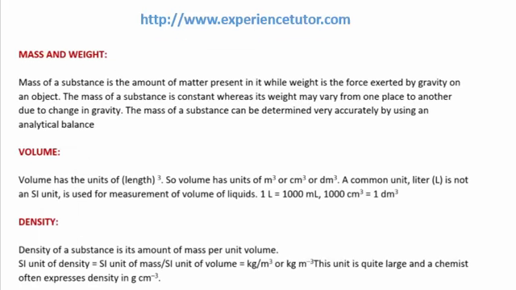Mass and weight. Mass of a substance is the amount of matter present in it, while weight is the force exerted by gravity on an object. The mass of a substance is constant, whereas its weight varies from one place to another due to change in gravity. The mass of a substance can be determined very accurately by using an analytical balance.